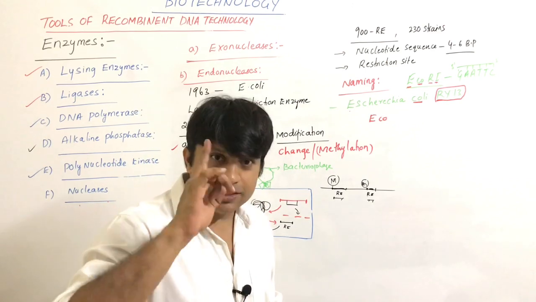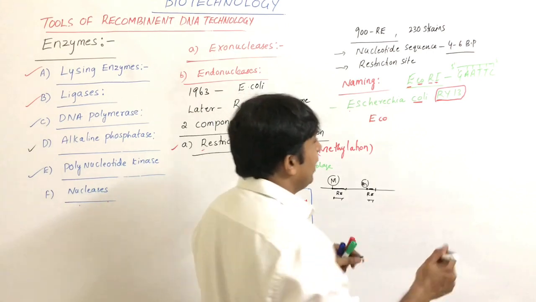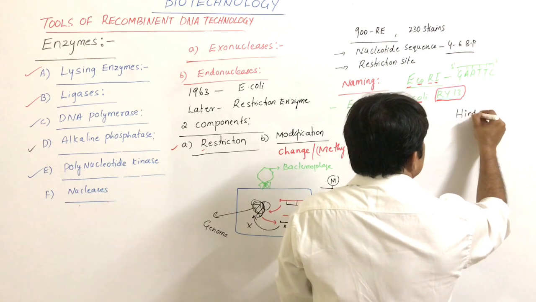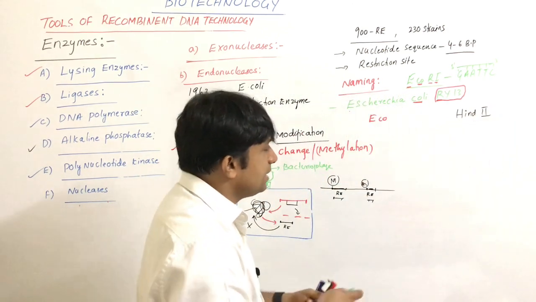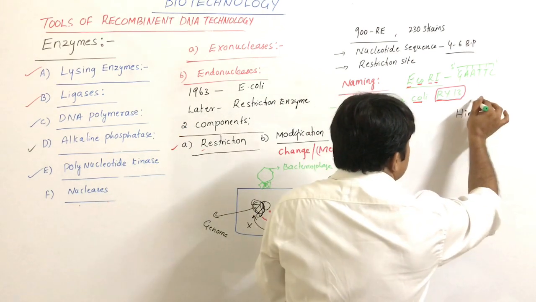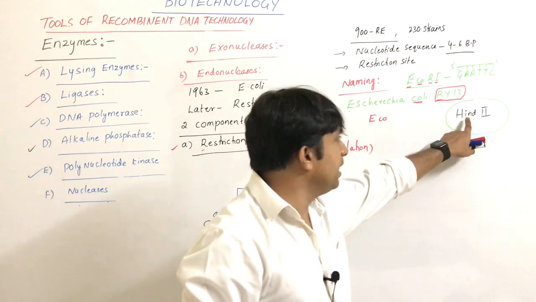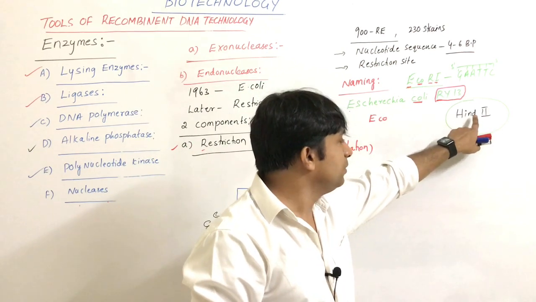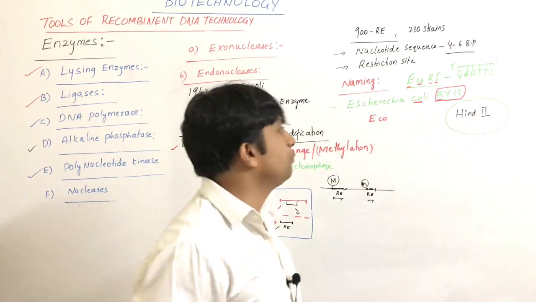Next, the first restriction endonuclease or enzyme isolated was HindII. This was the first restriction enzyme which was isolated. So here H stands for Haemophilus, IN for influenzae, Haemophilus influenzae. D is the strain and the second. This was the first restriction enzyme which was isolated.